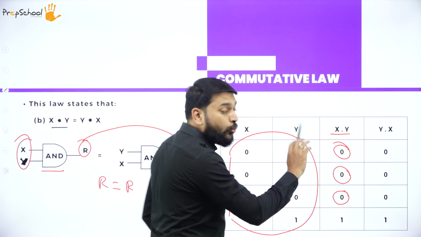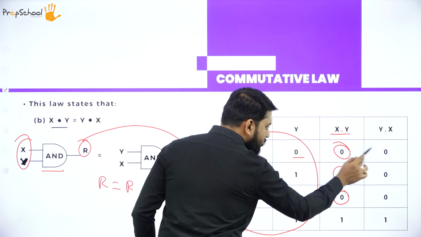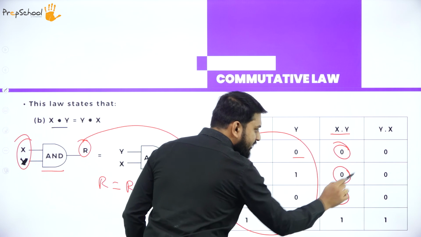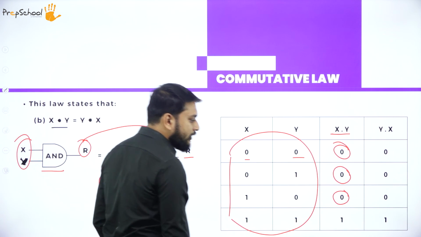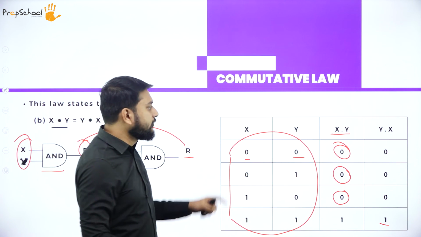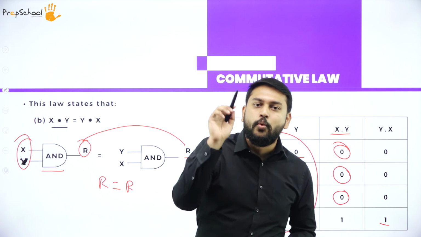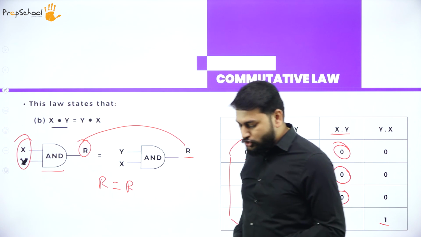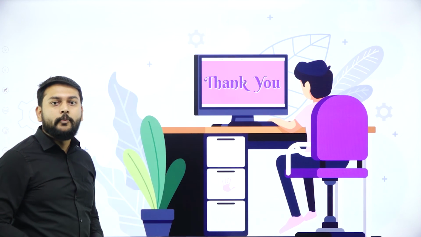The next one is y into x. Let's start with this. 0 into 0, obviously it is 0. 1 into 0 is obviously 0. 0 into 1 is also 0. 1 into 1 is also 1. So hence it proves that x into y is equal to y into x. So guys, this is what you have to remember with respect to the commutative law.